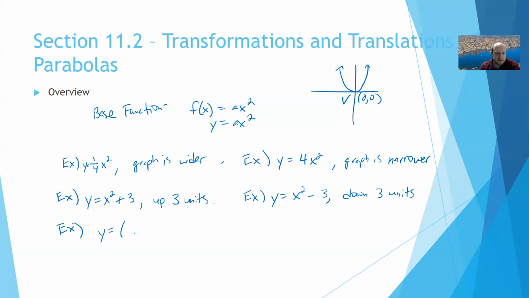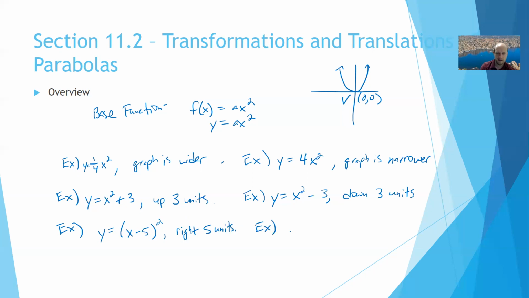And then we had something like y equals x minus 5, in parentheses, squared. Now the parentheses tell us that the minus sign is going to do maybe the opposite of what we think. This is actually going to move everything to the right 5 units.